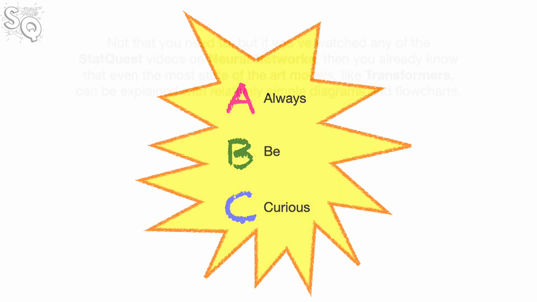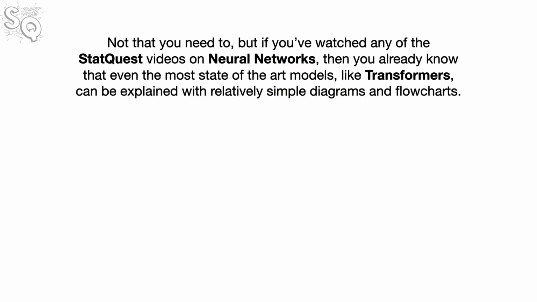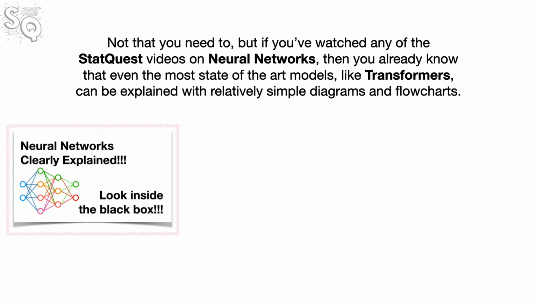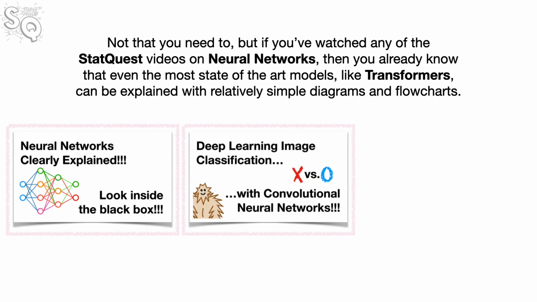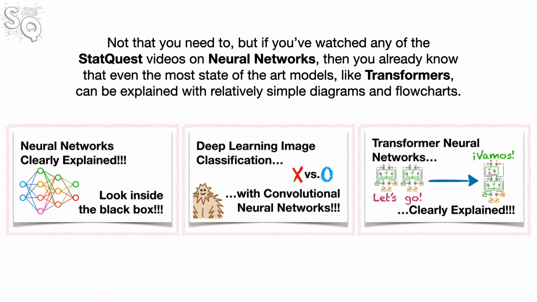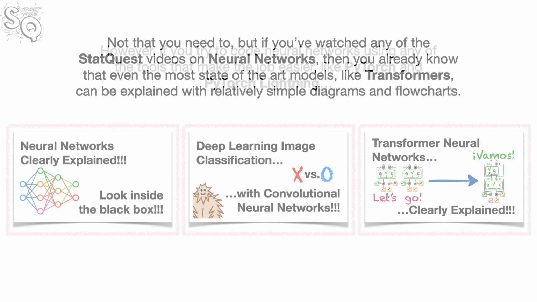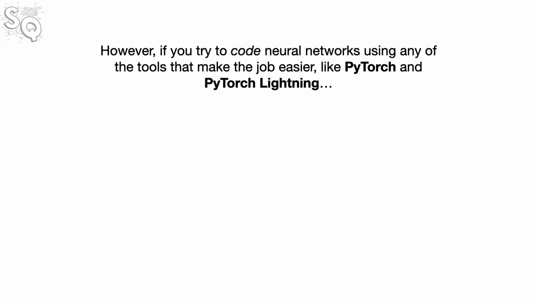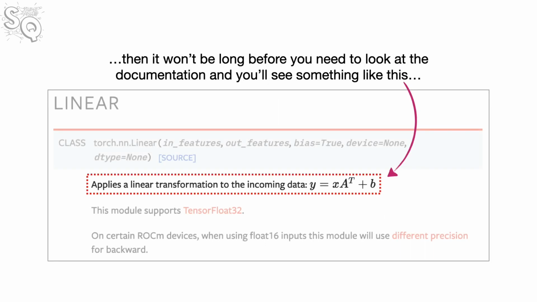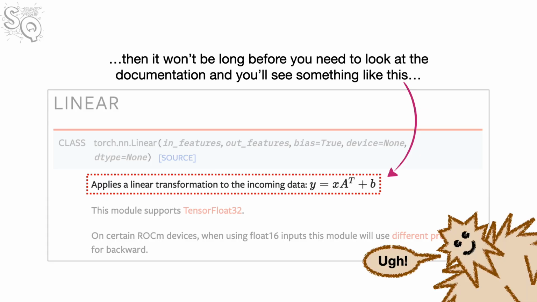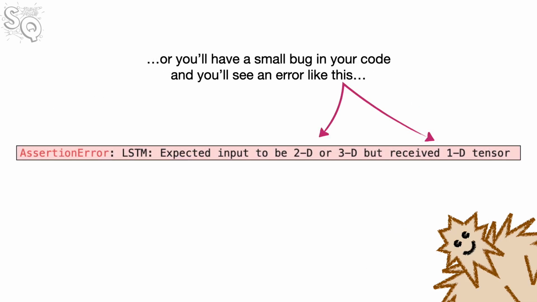Always be curious. Not that you need to, but if you watched any of the StatQuest videos on neural networks, then you already know that even the most state-of-the-art models, like transformers, can be explained with relatively simple diagrams and flowcharts. However, if you try to code neural networks using any of the tools that make the job easier, like PyTorch and PyTorch Lightning, then it won't be long before you need to look at the documentation and you'll see something like this. Ugh. Or you'll have a small bug in your code and you'll see an error like this.